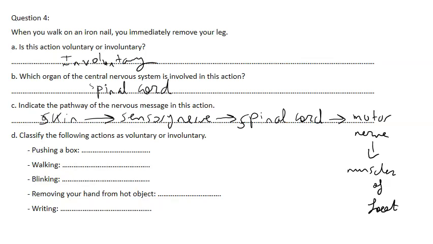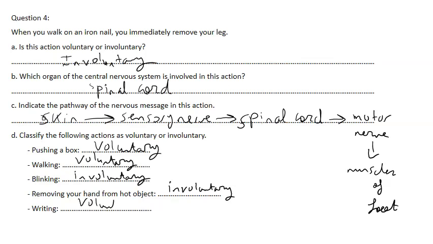Classify the following actions as voluntary or involuntary. Pushing a box, voluntary. Very good. Walking, voluntary. Blinking, involuntary. Removing your hand from a hot object, involuntary. When you put your hand on a hot object, you immediately remove it without thinking about it. So it's involuntary. Last one, writing. Voluntary. Very good.